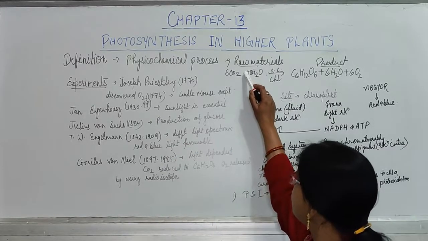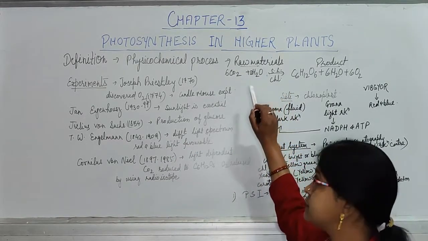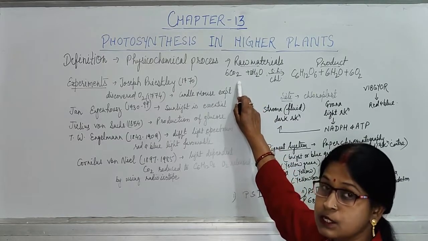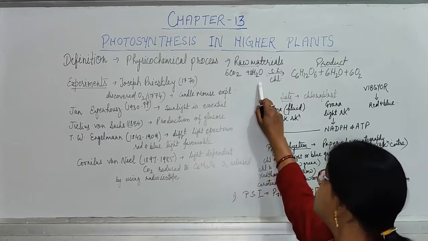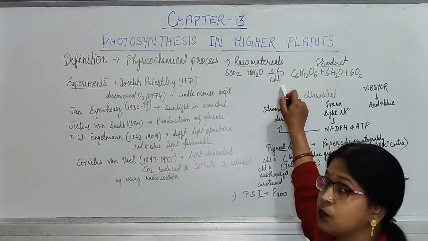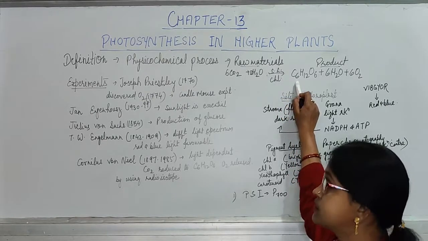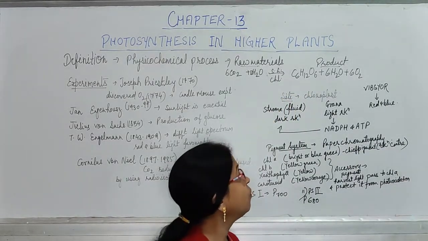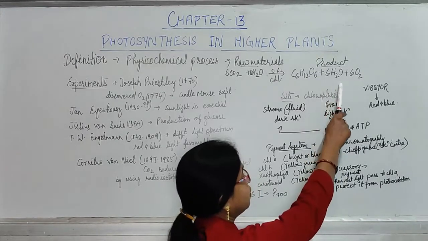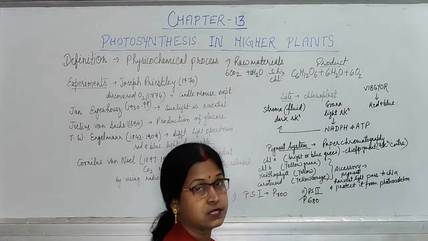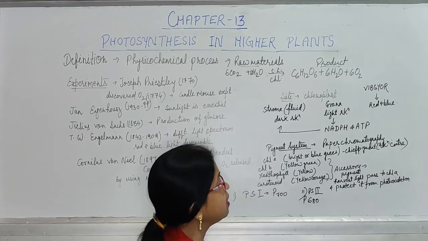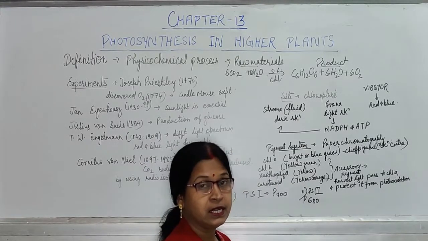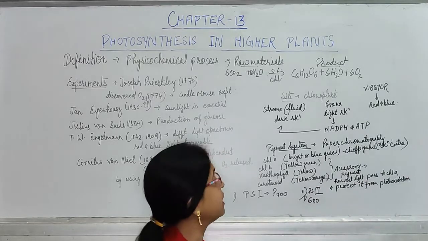Then we have already discussed the formula for photosynthesis, that is 6CO2 + 12H2O. In presence of sunlight and chlorophyll, the products are glucose, that is C6H12O6, 6 molecules of H2O and 6 molecules of oxygen. Now this oxygen is coming out from the splitting of water, that we'll discuss during the light reaction.